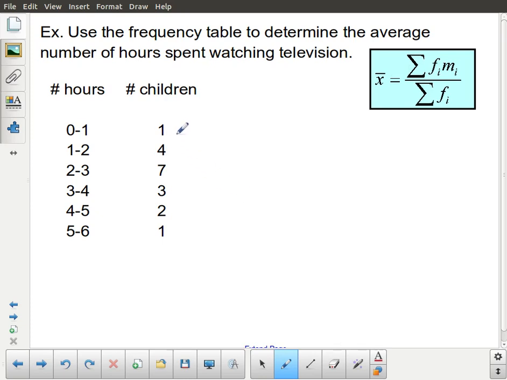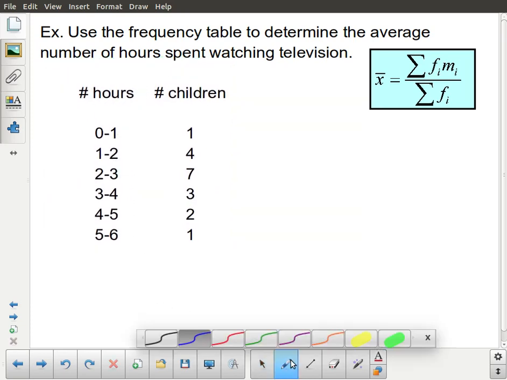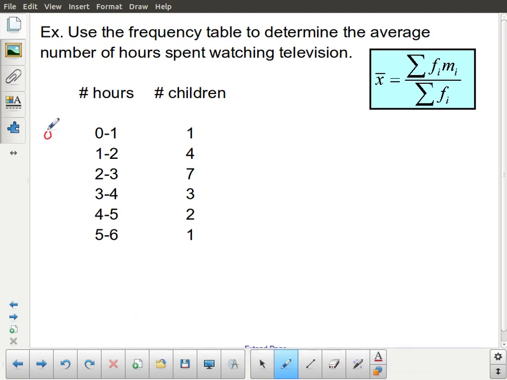The first thing we do is make use of the middle of each interval. It's kind of like the weighted mean, because from 0 to 1, this one child, I'm just going to put the number of hours in the middle. So I'm going to treat it as if this one child watched 0.5 hours of TV.